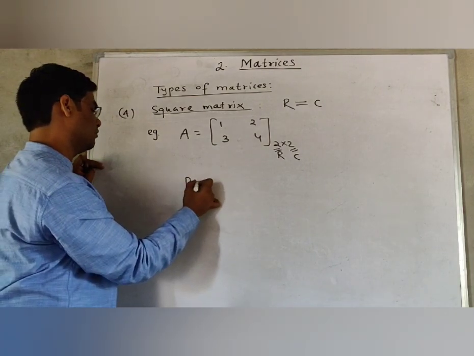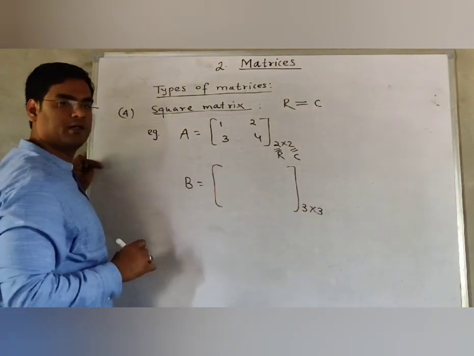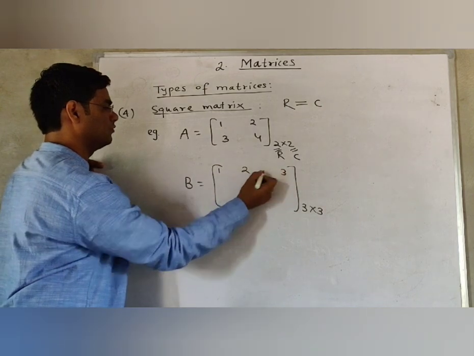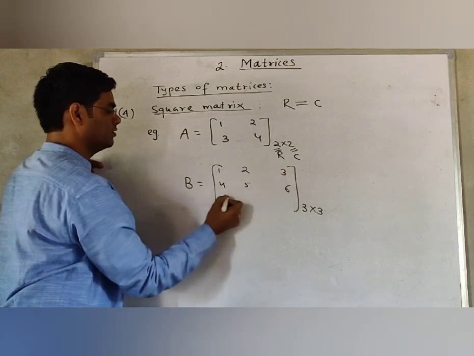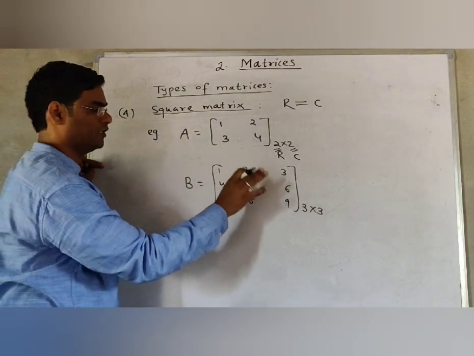Let us take another example of a matrix of order 3 by 3. 3 by 3 means what? It contains 3 rows and 3 columns. For example, 1, 2, 3, 4, 5, 6, 7, 8, 9. This is an example of a matrix of order 3 by 3.